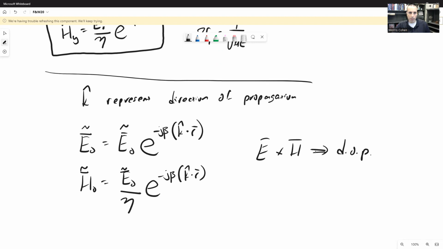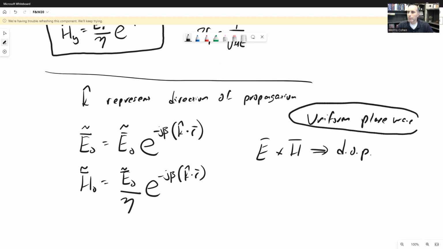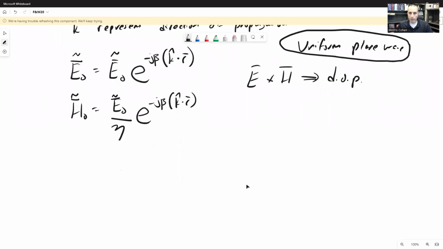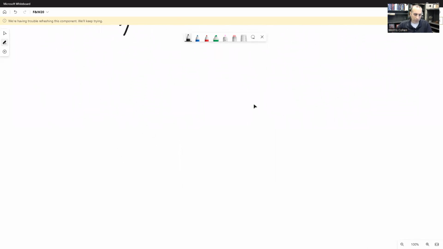And that will apply anytime we have a uniform plane wave, which is sort of the simplest and most convenient description of a radio wave that we're focusing on in this class. All right.